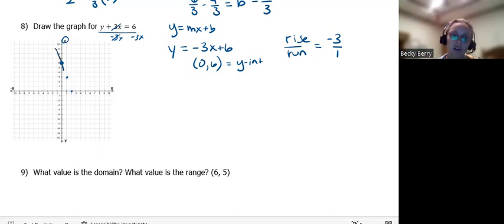So you want to draw your line with a straight edge, and you want to keep going past the points that you already have. The line goes infinitely in both directions, so don't just draw between the 2 points. Draw the entire line.